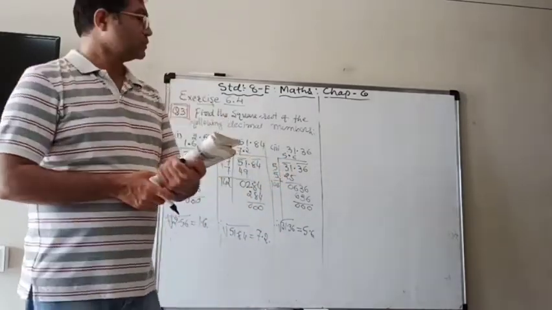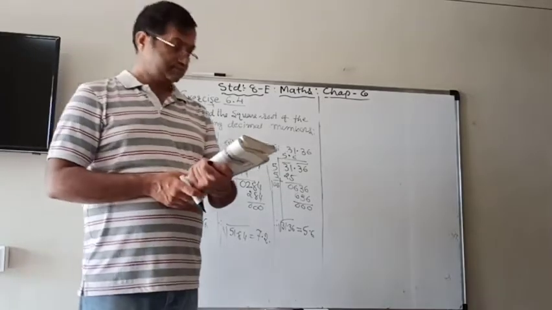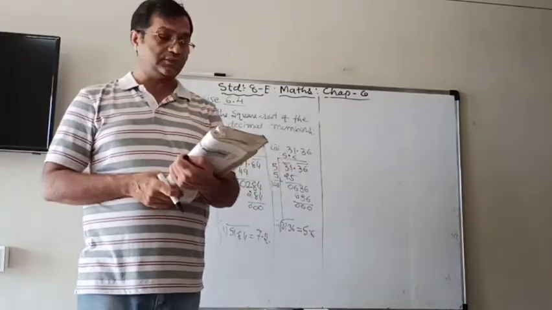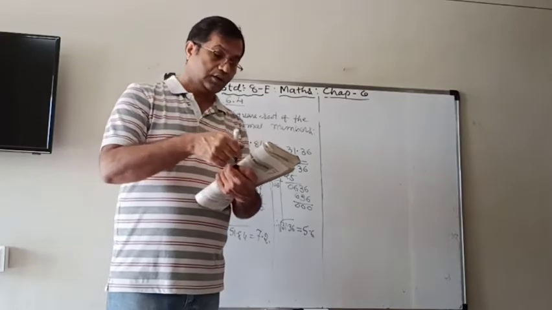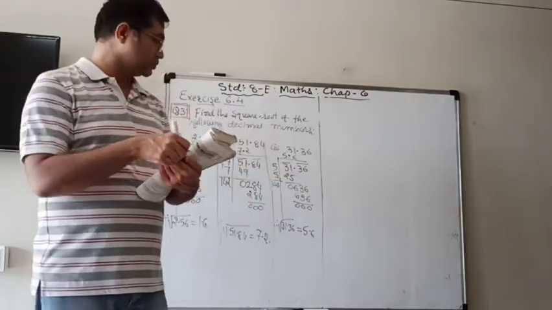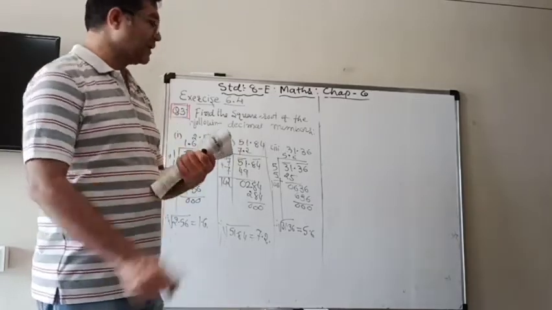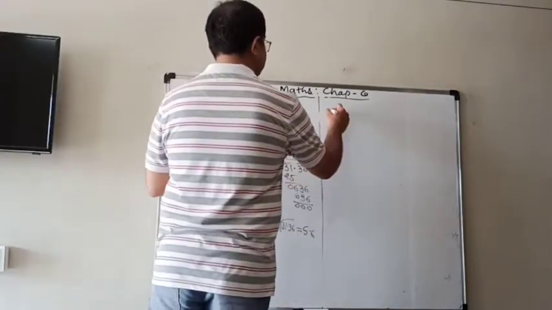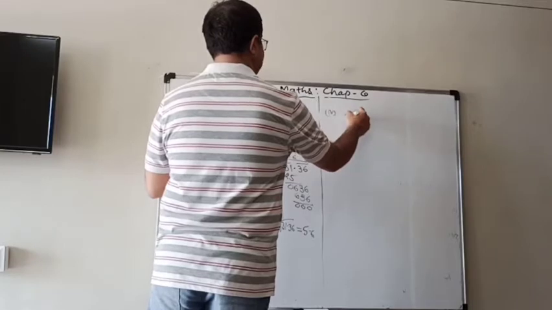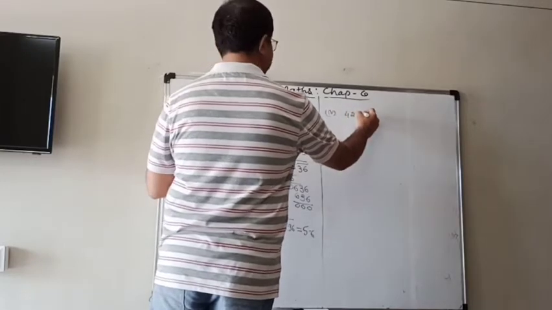So now by this way we can find the square root of the decimal numbers also. Let's take one more example. Fourth one. 42.25.